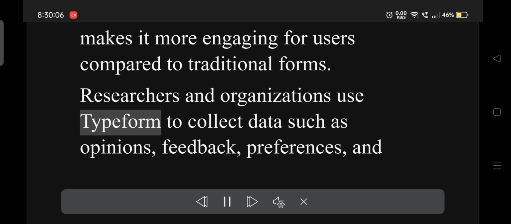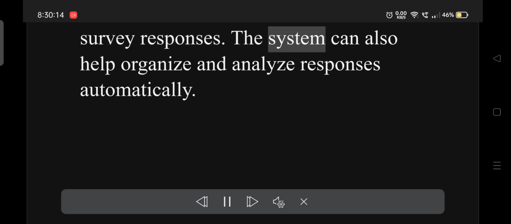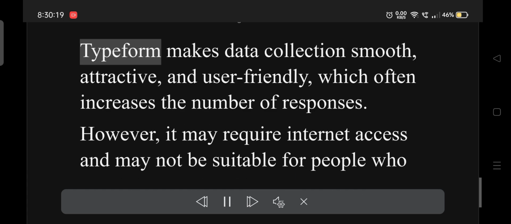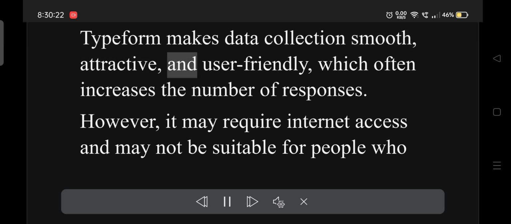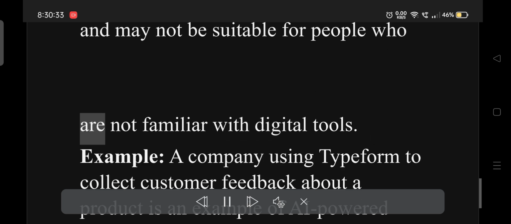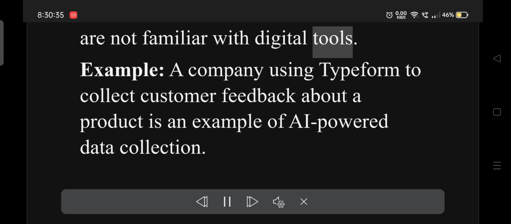Researchers and organizations use Typeform to collect data such as opinions, feedback, preferences, and survey responses. The system can also help organize and analyze responses automatically. Typeform makes data collection smooth, attractive, and user-friendly, which often increases the number of responses. However, it may require internet access and may not be suitable for people who are not familiar with digital tools. Example: a company using Typeform to collect customer feedback about a product is an example of AI-powered data collection.